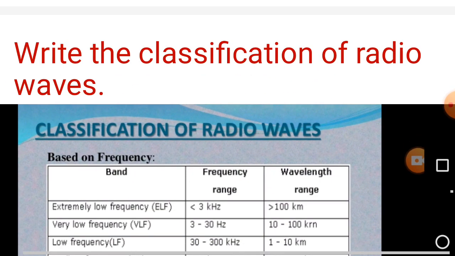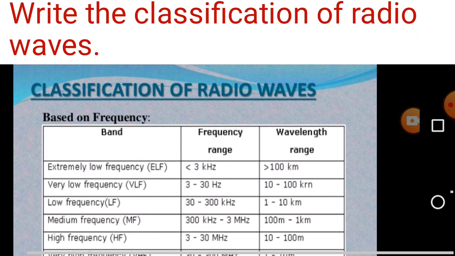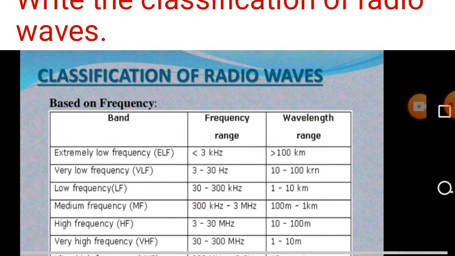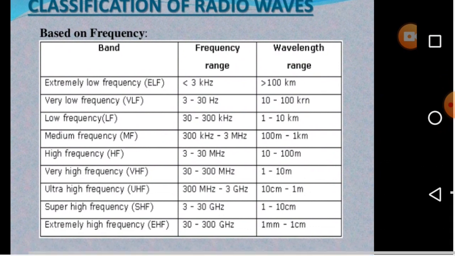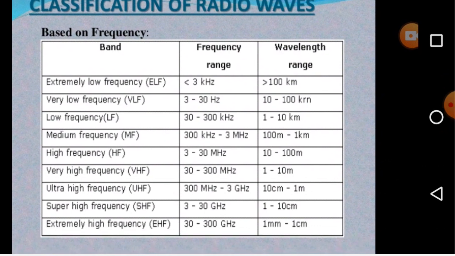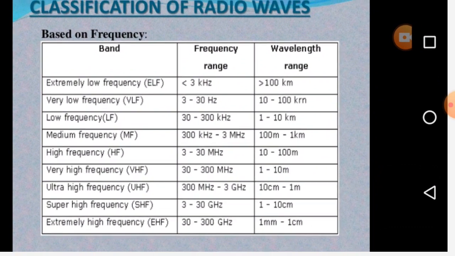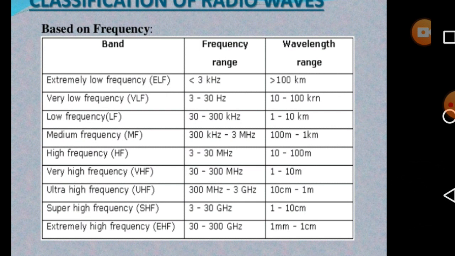So here is the classification of radio waves. Write the classification of radio waves. This is very important, and we have given some main frequencies of the radio waves. You can go through this with the wavelength range, frequency range, and band.